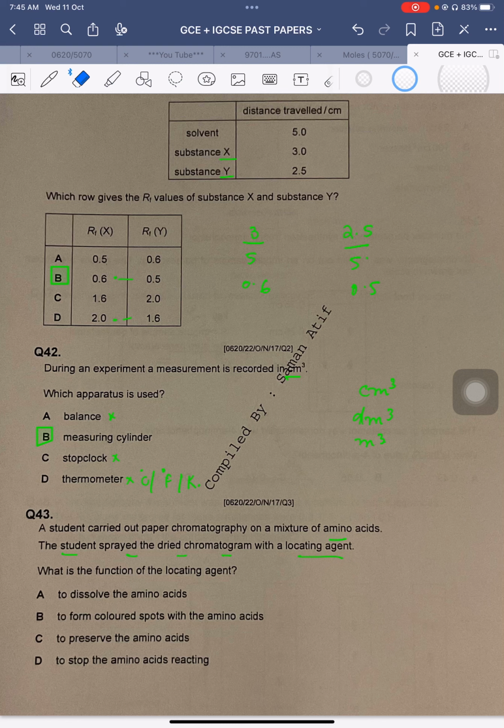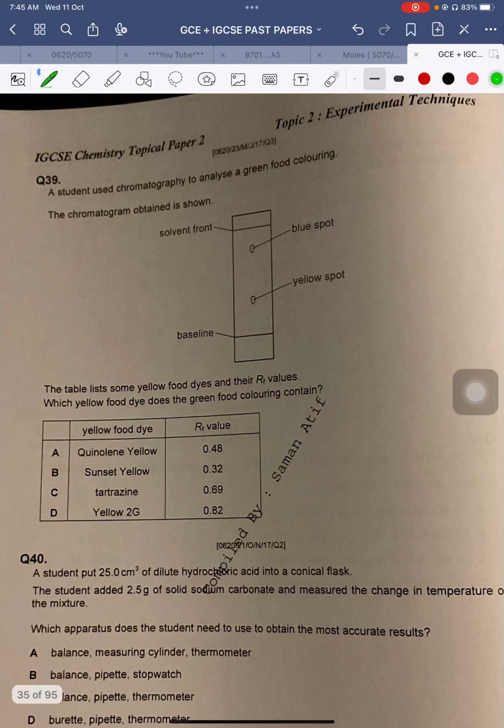So, what is the function of the locating agent? To dissolve the amino acids? No. To form colored spots with amino acids? Yes. To preserve the amino acids? No. To stop the amino acids reacting? No. It is to make them visible, to make them colored. Okay. A student used chromatography to analyze a green food coloring.